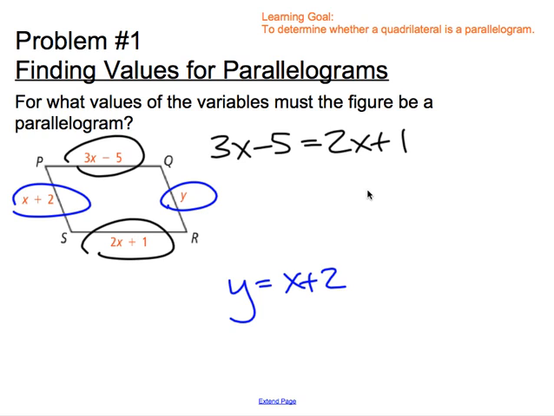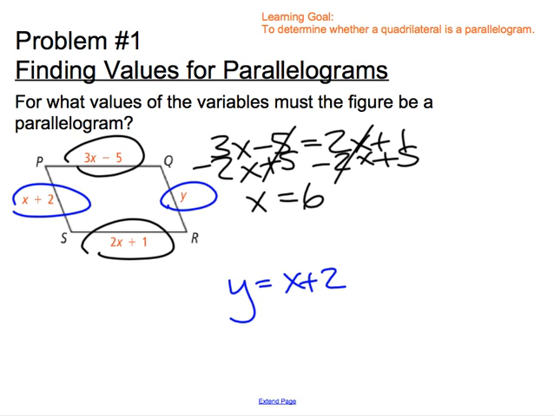The first equation is in a single variable, so I'm going to go ahead and solve this multi-step equation. Subtract 2x from both sides. By doing that, I get x on the left. At the same time, I'm going to add 5 to both sides, and we'll see that 1 plus 5 is 6, so we know that x equals 6. Now that we know x equals 6, we can say y equals 6 plus 2, and therefore y equals 8. So this figure is a parallelogram when x equals 6 and y equals 8.